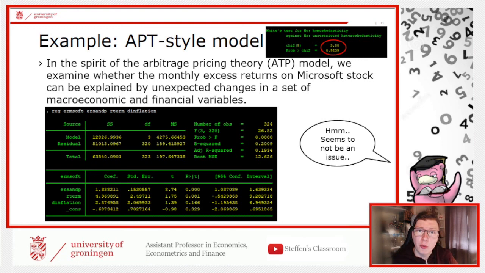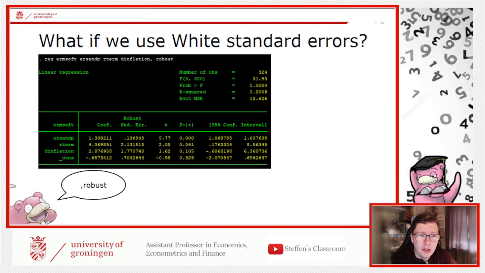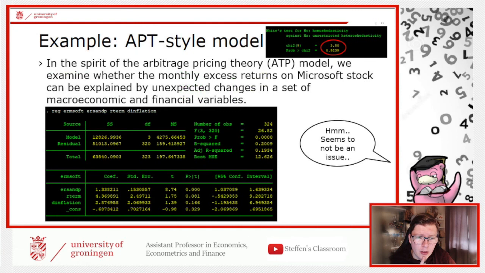But now, of course, what happens if we would do it anyway? Let's just try that. So what if we use robust standard errors anyway? The comma robust, thank you very much. What you quickly notice here, let's actually go back again. I'm going to go back a little bit. Look at the things here. You see the p-values here. We see that it's significant at the 1% level, again at the 10% level, and then insignificant.